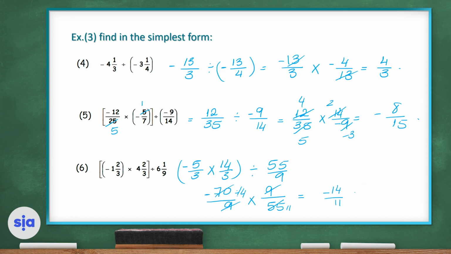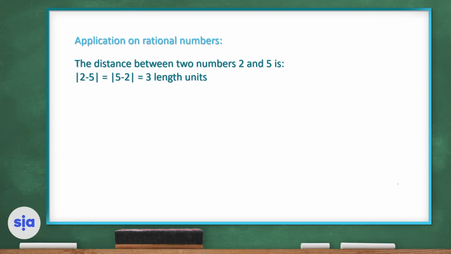If you want to write it as a mixed number, it's negative 1, then 3 over 11. Let's now see application on rational numbers. The distance between two numbers, 2 and 5, is what? How do we calculate the distance? To calculate the distance between two numbers, it's the absolute value of the two numbers minus each other. So it's either the absolute value of 2 minus 5 or 5 minus 2, which is 3 length units.